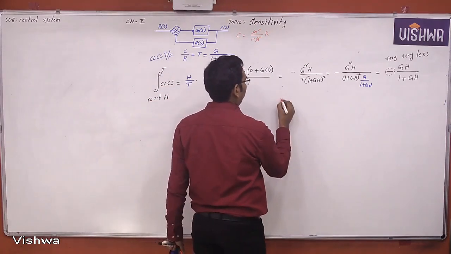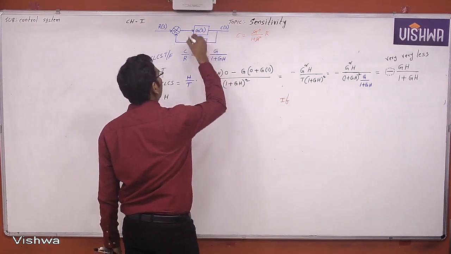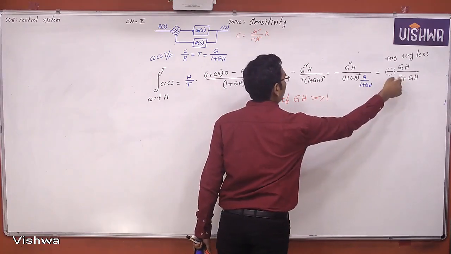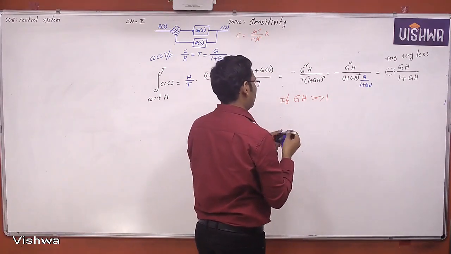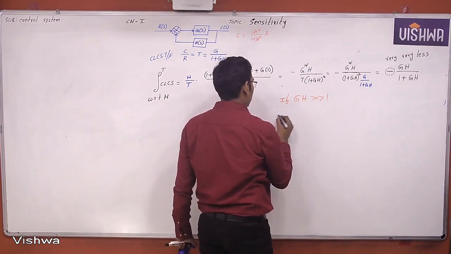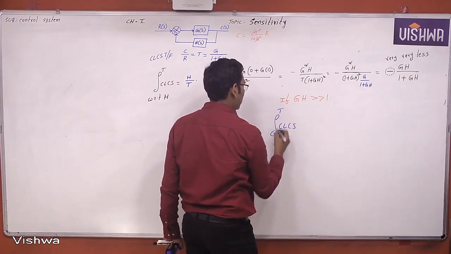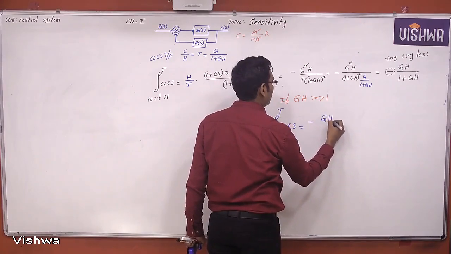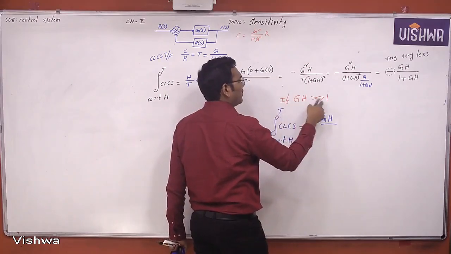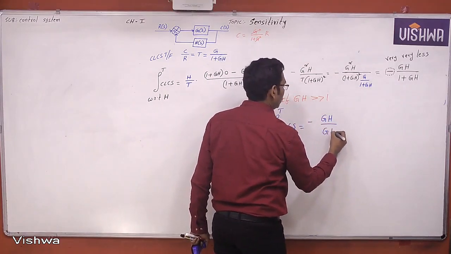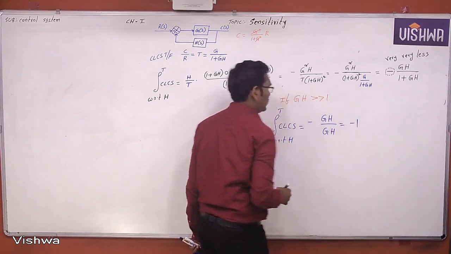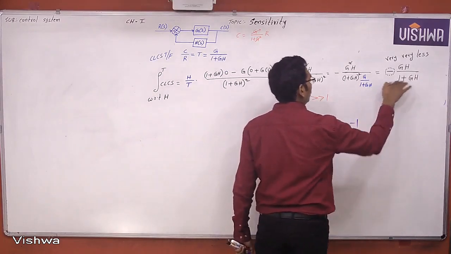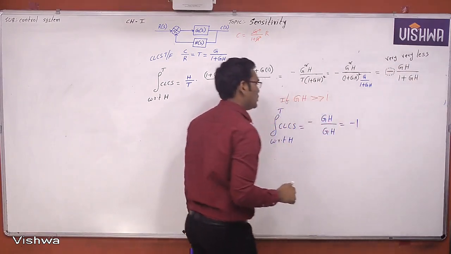Now let us take the loop gain. This is the loop gain. If GH is very high compared with 1, the sensitivity of the closed loop transfer function with respect to feedback path gain is minus GH by (1 plus GH). If GH is very high compared with 1, neglect the 1, so only GH, which equals minus 1. Loop gain is generally a higher value, so this 1 is neglected, GH cancels, and the answer is minus 1.